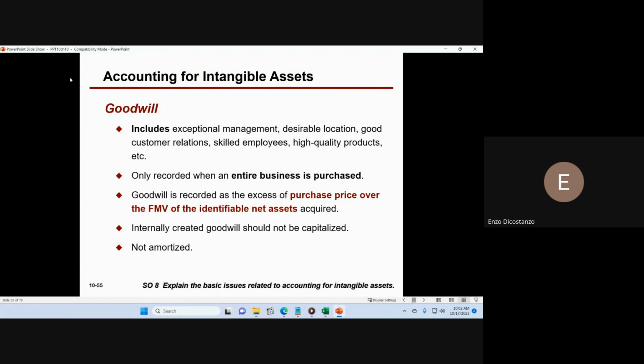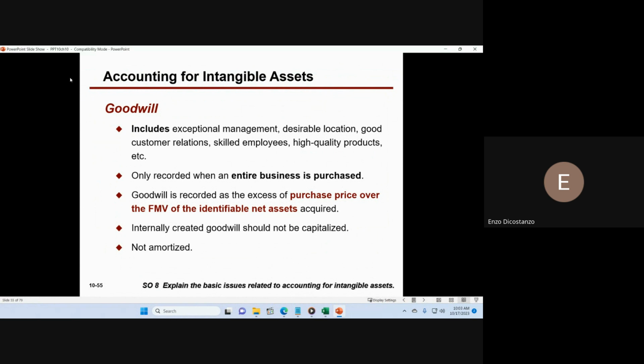Goodwill includes management, location, customer relations, skilled employees, quality products. This is only recorded when the business is purchased, but this could be a very big number. Goodwill is considered the excess of purchase price over the fair market value of the identifiable net assets when it's acquired. FMV is fair market value. And this is not a small number a lot of the time.